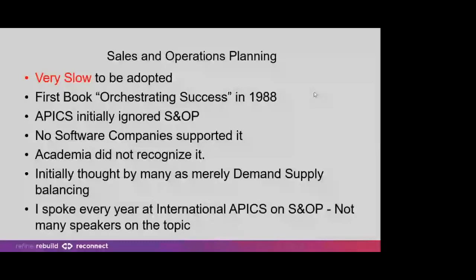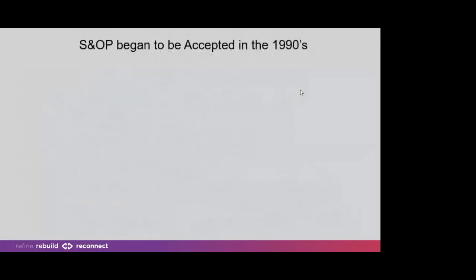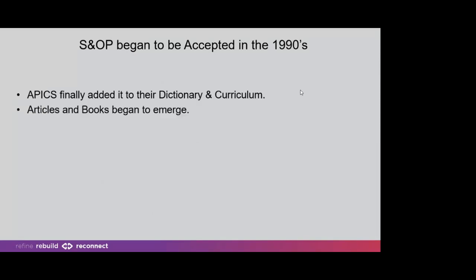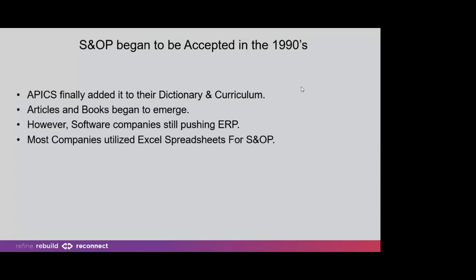I spoke every year at SAPICS on SNOP. There were not many speakers on the topic, but they started coming aboard as we got into the 90s. So what happened was SNOP began to be accepted in the 90s. SAPICS added it to the dictionary. Articles and books began to emerge. Other people started writing about it. Because software companies were still pushing ERP, they did not have a way to really support the SNOP process. Most companies utilized Excel spreadsheets, the only way they could get the information.